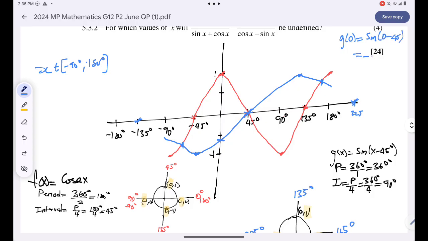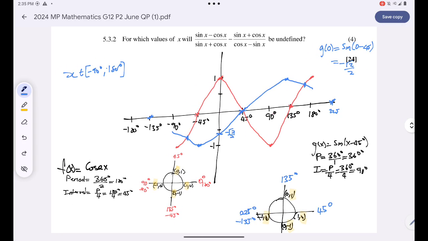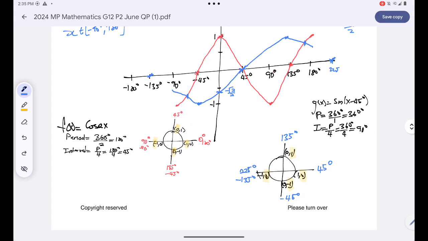So this will just be equal to negative root 2 over 2. So the y-intercept is just negative root 2 all over 2. That's how, guys, we're supposed to draw that graph over there.